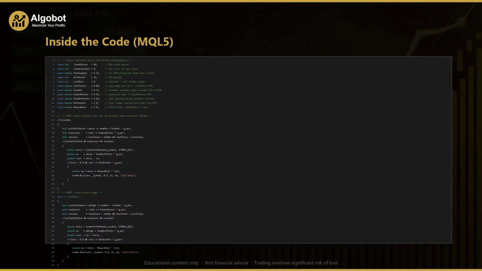When all 3 are true, the code reads the ask price, sets the stop just below the pullback low minus the buffer, and confirms the risk is within the max risk limit before calling trade.buy, with the take profit at reward risk times the risk. The short block below is the exact mirror.